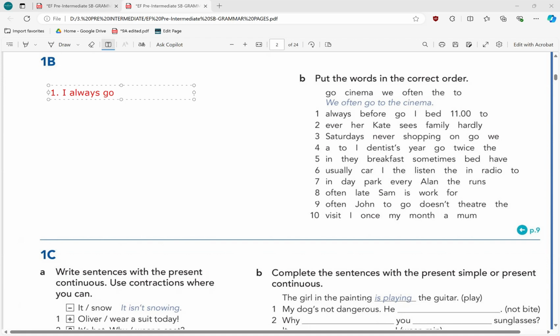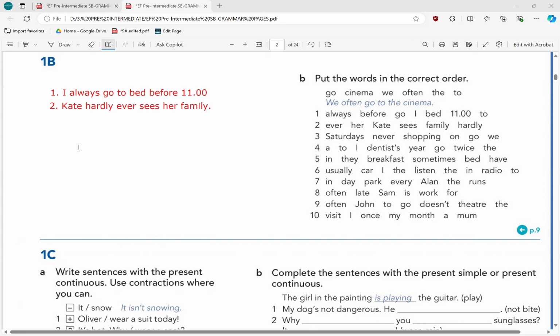And then we got here bed. So I always go to bed before 11, all right? Before 11. That's it. Number 2 says: ever, her, Kate, sees, family, hardly. Obviously Kate is the subject here. Ever and hardly, it will be hardly ever. We saw this adverb of frequency, right? So Kate hardly ever, and obviously it comes before the verb. So we're going to write hardly ever sees, because Kate is she, so she sees. Kate hardly ever sees her family. That's it. Now I think we covered all the words.